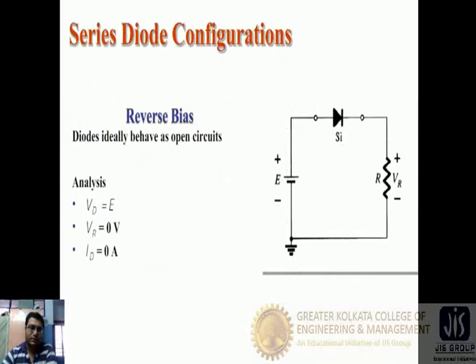So here you can see, in case of the reverse bias, it is the open circuit, so the whole applied voltage E is across the diode, so the diode voltage is E, and there will be no potential drop across the resistance, so there will be no current flow. Here you can see the mathematical analysis of the reverse bias of the diode clipper circuit.